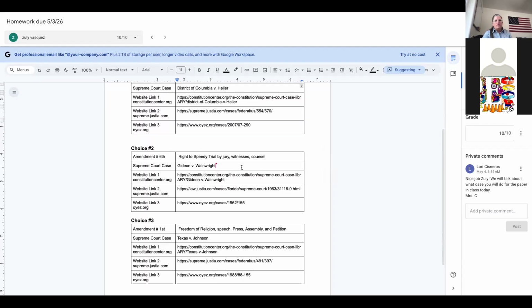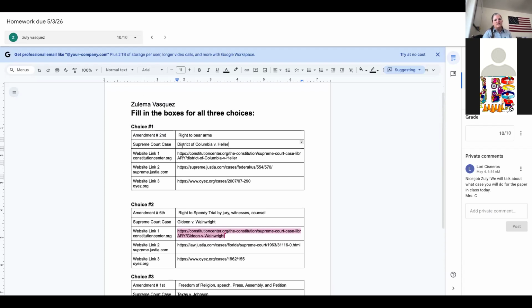Gideon v. Wainwright. Because I remember this. And that is the Sixth Amendment. I was going to say, actually, I don't want to do the violent one. I want to do the masterpiece, the Masterpiece Cakeshop. Oh yeah, that one looked interesting.